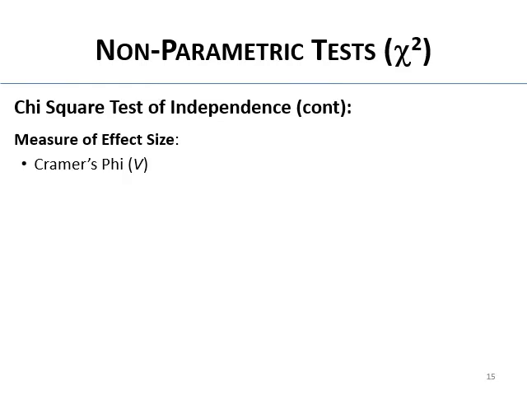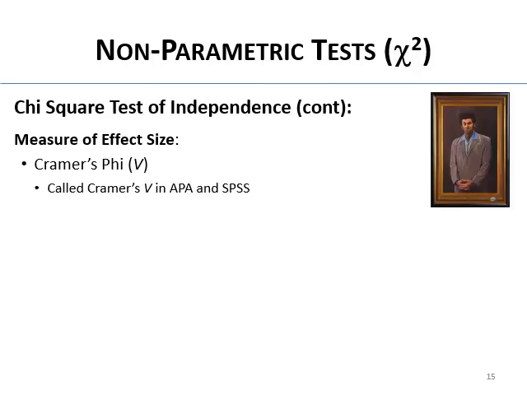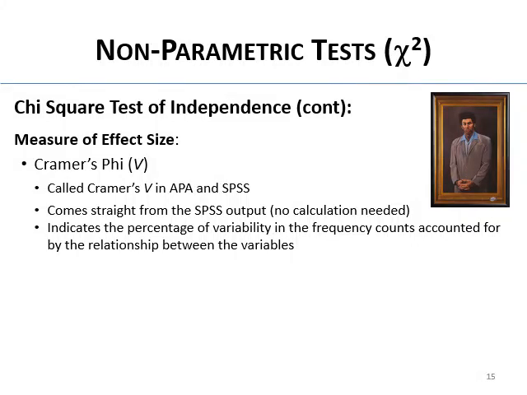There is a measure of effect size. It's called Cramér's V. In SPSS, it's called V, Cramér's V. I don't know why. They just chose to do that. The good news is SPSS calculates it. It's right on the output. You don't have to do any math on your calculator. It indicates the percentage of variability in the frequency counts accounted for by the relationship between the variables. So it's kind of like eta squared or omega squared.